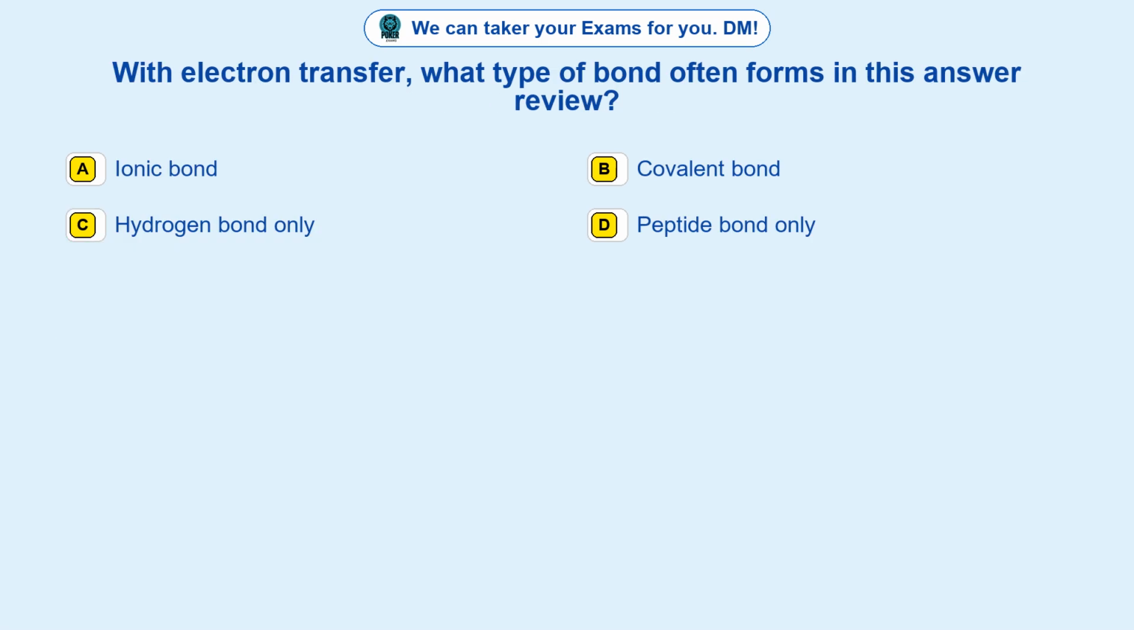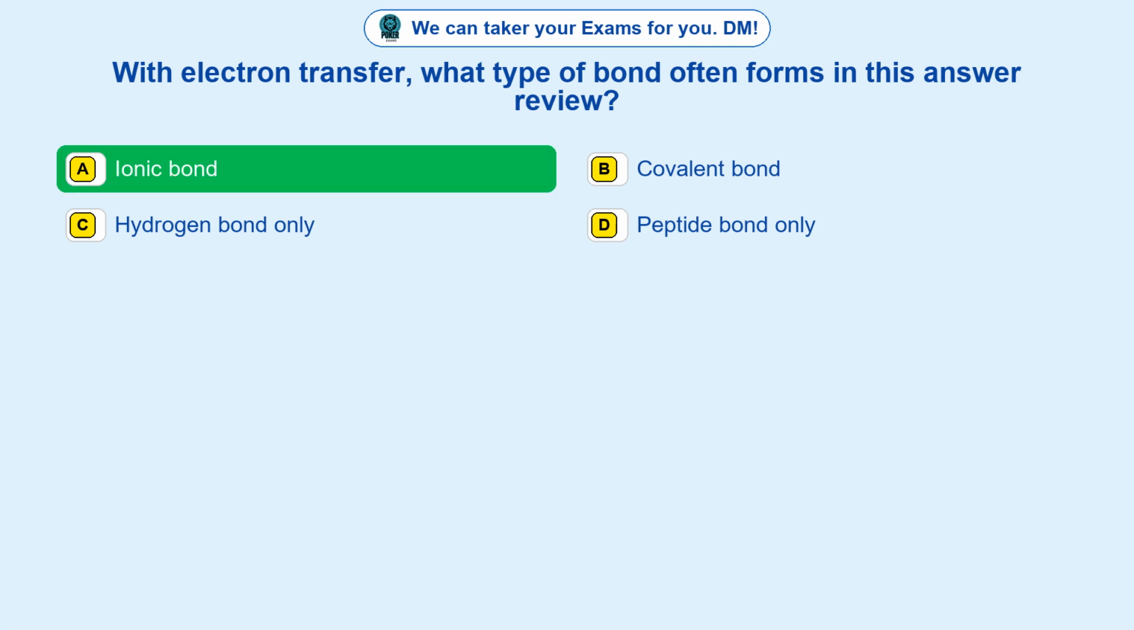Question 33. With electron transfer, what type of bond often forms in this answer review? Option A, ionic bond. Option B, covalent bond. Option C, hydrogen bond only. Option D, peptide bond only. The correct answer is option A.